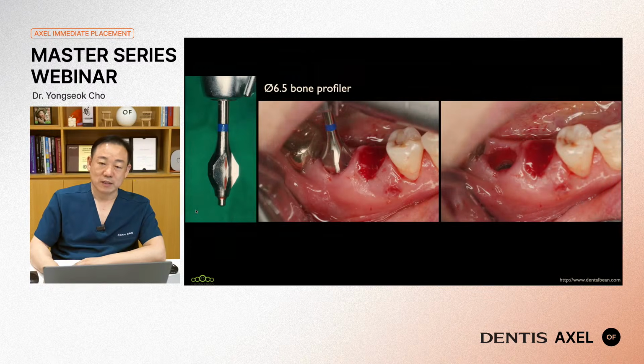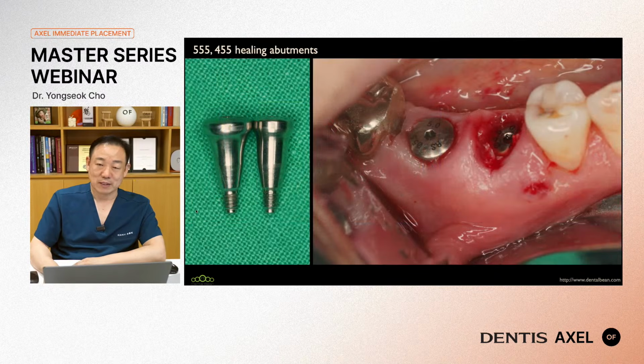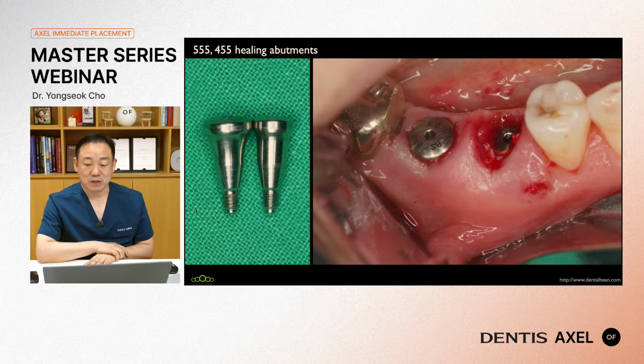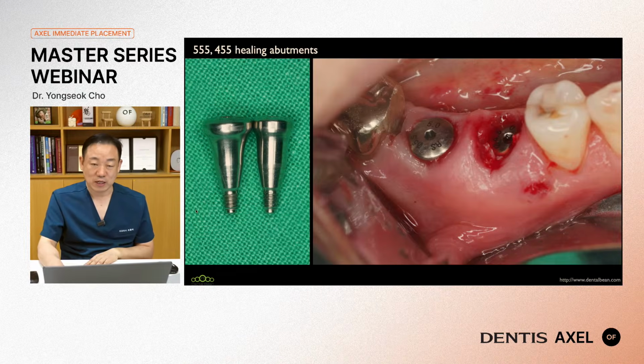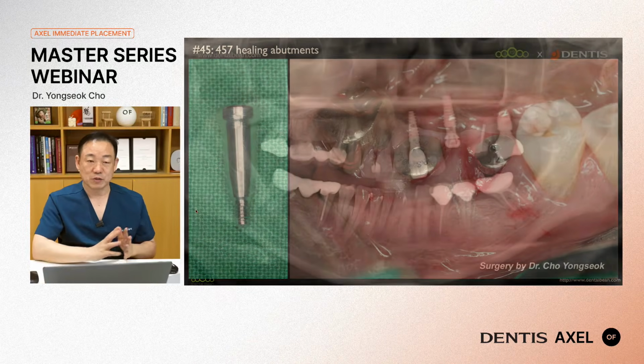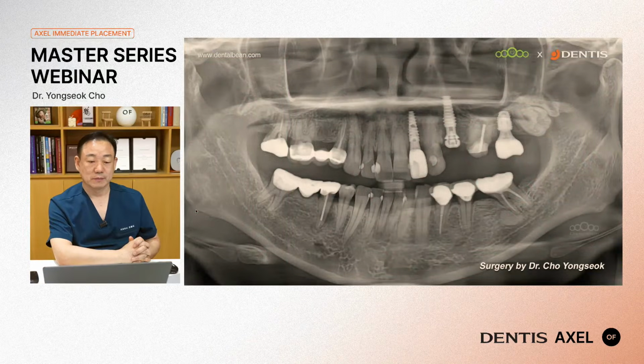Then connected healing abutment after alveoloplasty. Here, look at the enough depth of implant. 45 looks a little bit deep. I changed the healing to 7 mm long and finished.